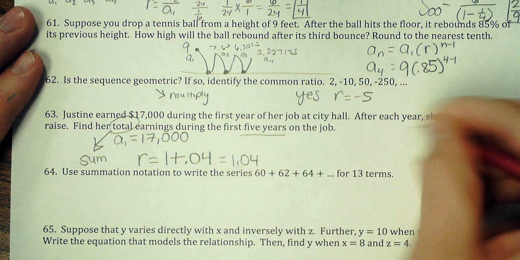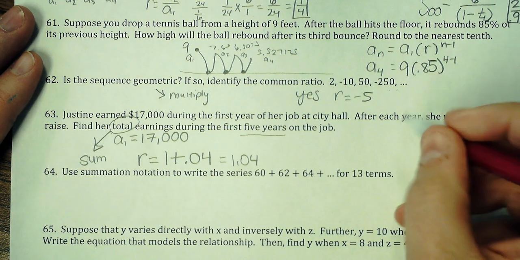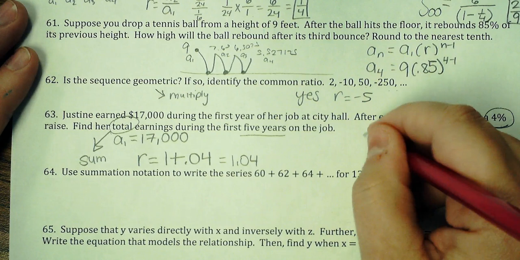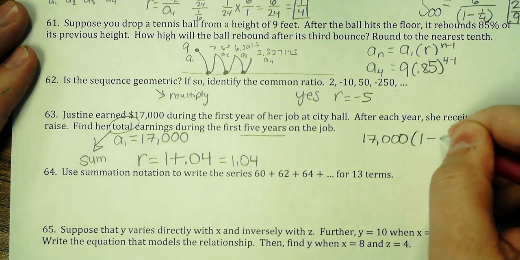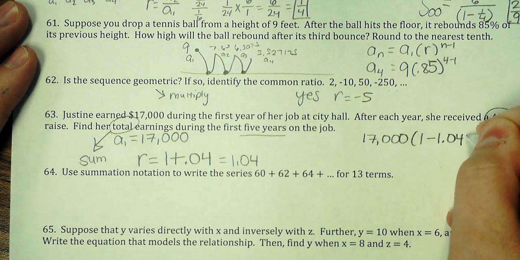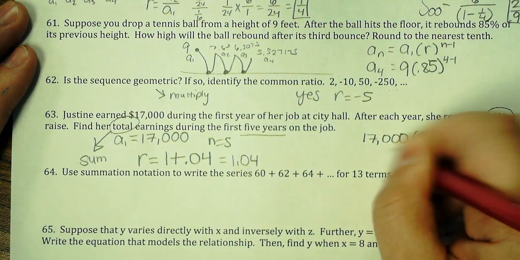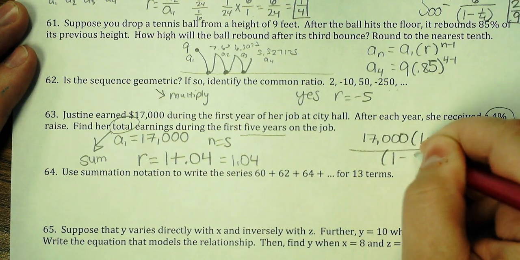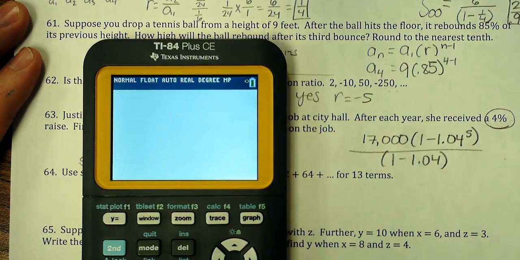Now, this is geometric because I'm multiplying by a 4% or 1.04 every time. We're not adding the same thing. Now, the formula for this is the first term, 1 minus the common ratio to the n. n is going to be 5 here because it says the first 5 years, and then over 1 minus the common ratio. Now, we can type this all into the calculator just real quickly here.